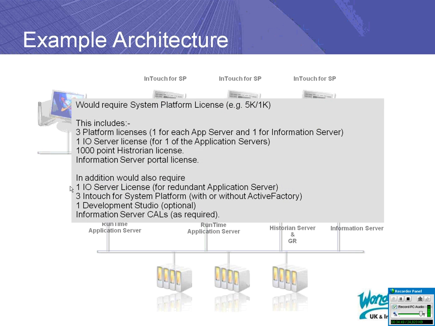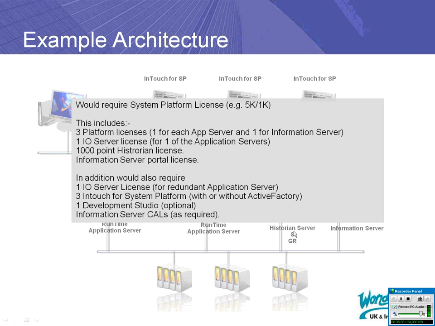Now, the licensing that you'd require for that, and I've based this on a 5,000 I/O license with 1,000 history, you buy the System Platform. That would give you 3 platform licenses, which would be spread across each of the application servers and the information server.